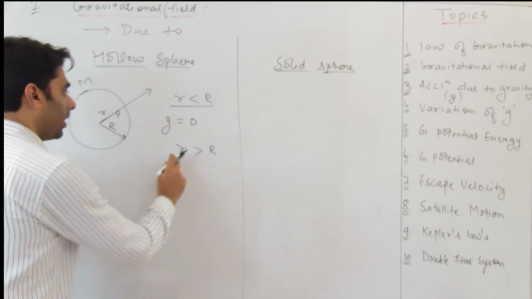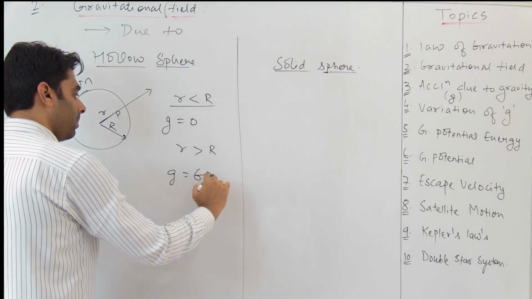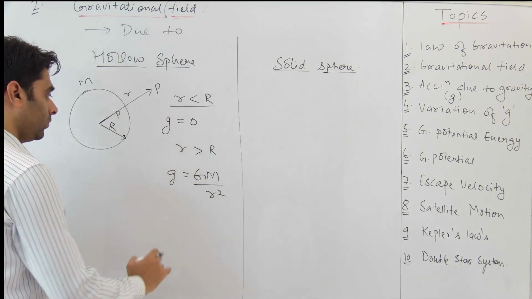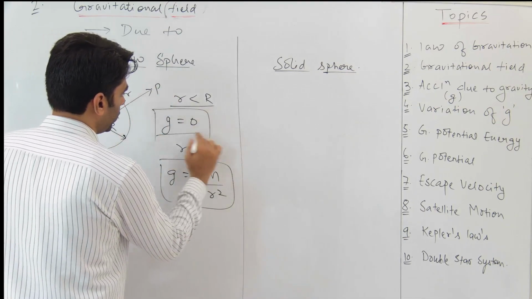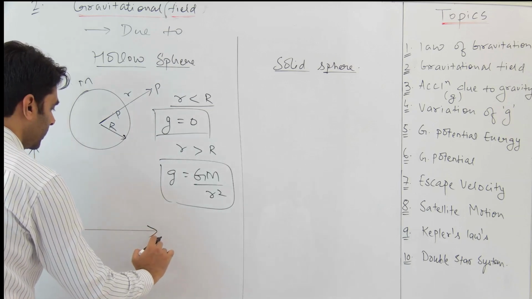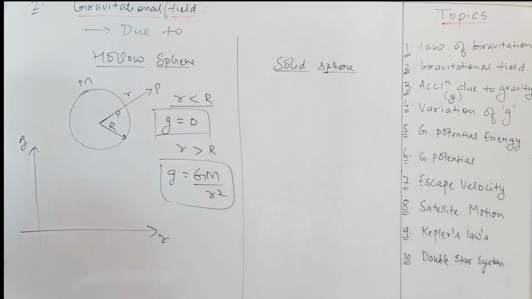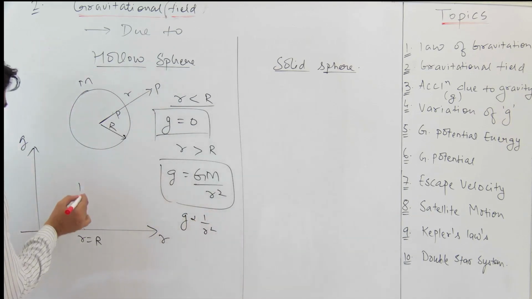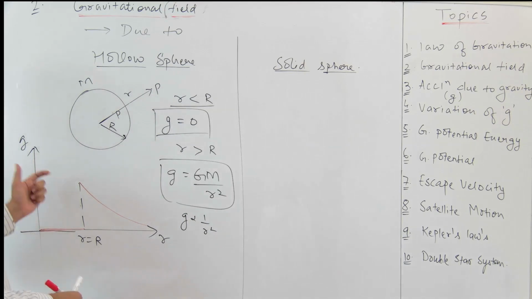So what can we write? For outside points, G will be GM by small r square. Small r is the separation of point P from the center. This is for outside points, and this is for inside points. If we plot the graph, it will come something like this, G versus r. Till the surface, that is r equals capital R, your gravitational field is 0 only. And for outside points, it varies: G is proportional to 1 by r square. So our plot will come something like this. This is the graph. Over here I have considered the magnitude.